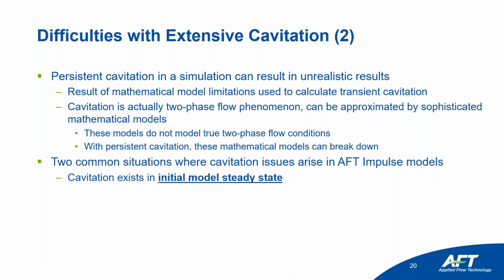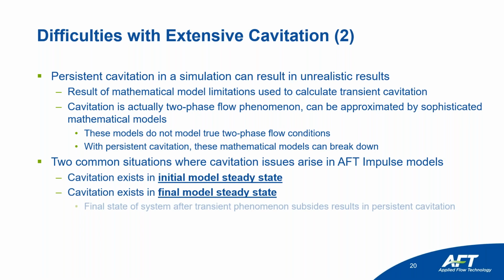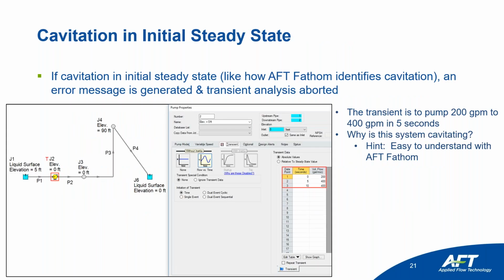There are two common situations where cavitation can happen in impulse models, either in the initial steady state or in the final steady state. And the final steady state of the system is essentially after your transient phenomenon, it results in cavitation for a very long period of time. So let's look at these two cases.